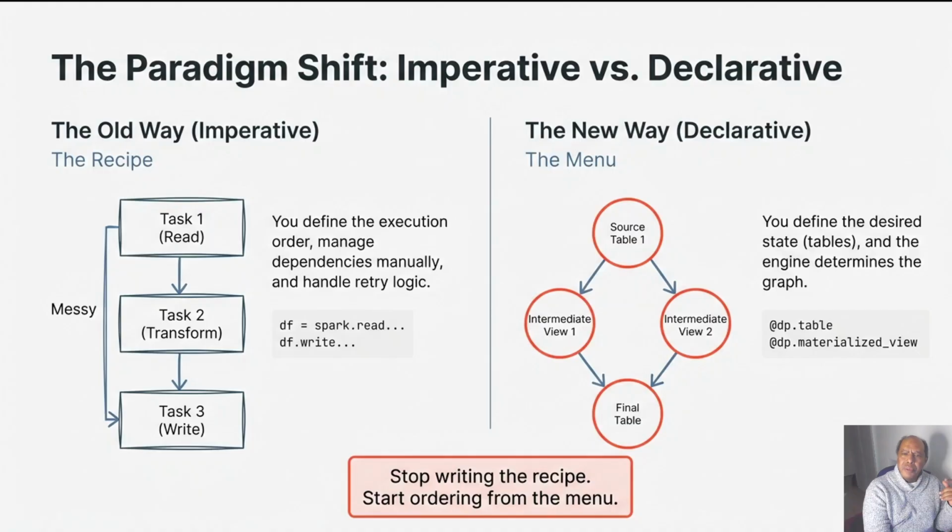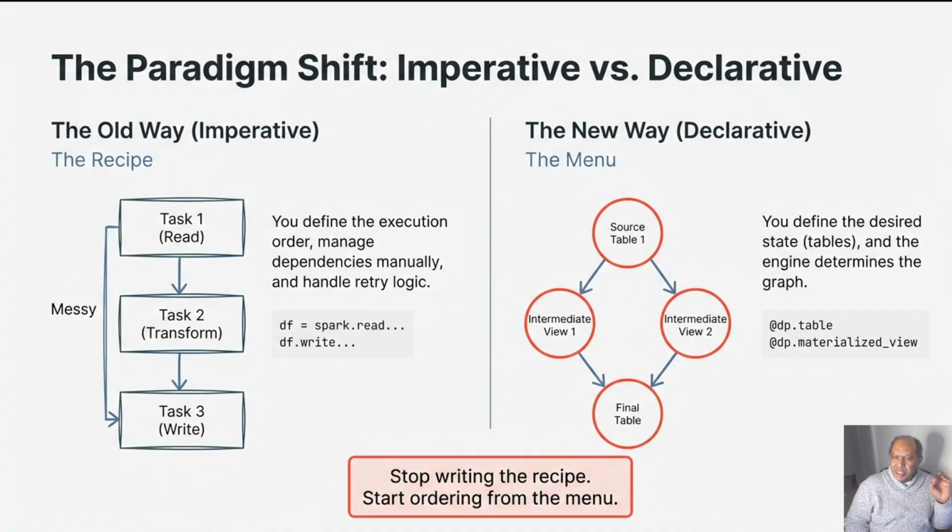The key message here is stop writing the recipe. Start ordering from the menu. Yeah, this frees you as a data engineer to focus on the business logic and data quality, not on the plumbing and orchestration side of it. The key takeaway here is the imperative is manual dependency.